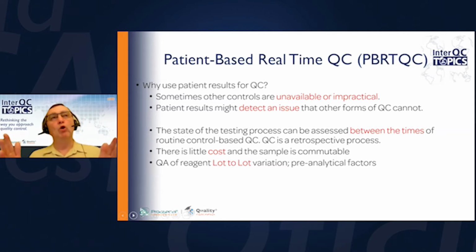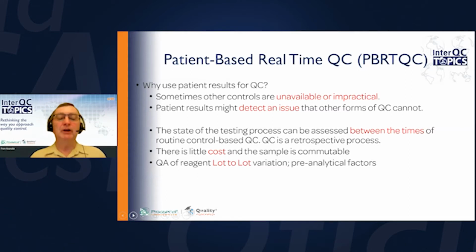And the sample is certainly commutable. I think we're all aware now that there are problems with artificial QC material, in that the changes that you might see in an assay as detected by the synthetic QC material might not be evident in the patient samples, and that's because the QC material is not commutable. Well, patient-based real-time QC uses patient samples, so it is commutable.